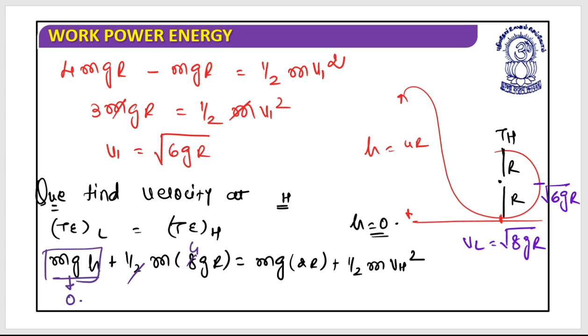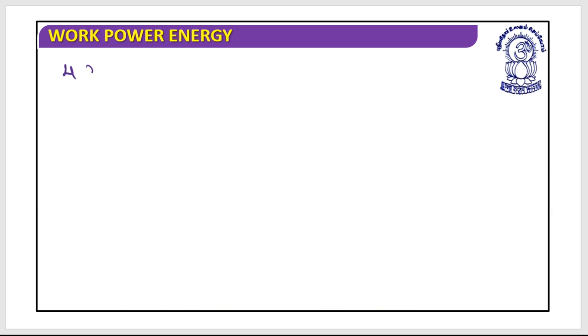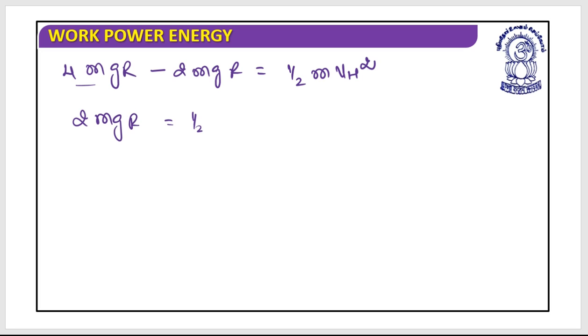This is 4mgr, yes. So 4mgr equals 2mgr plus half mvh square. So this would be equal to 4mgr minus 2mgr, which should equal half into m into vh square. So 4 minus 2 is 2mgr, which equals half into m into vh square. The mass would cancel, and vh square should be 2 twos are 4, it's 4gr. I hope this is clear.